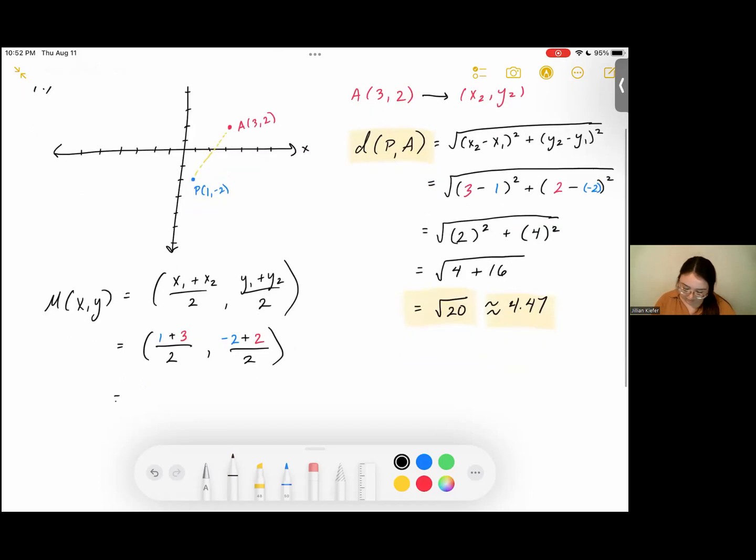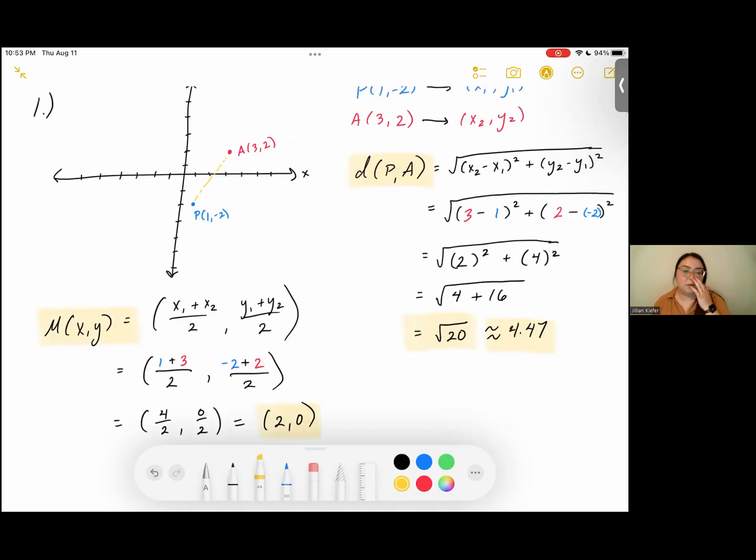So we can go ahead and calculate this. 1 plus 3 is going to be 4. So we got 4 divided by 2, negative 2 plus 2. Well, that's just 0. So that's 0 divided by 2. So a final simplifying here. 4 divided by 2 is just 2. 0 divided by 2 is 0. So our midpoint is 2, 0. So that is our midpoint there.